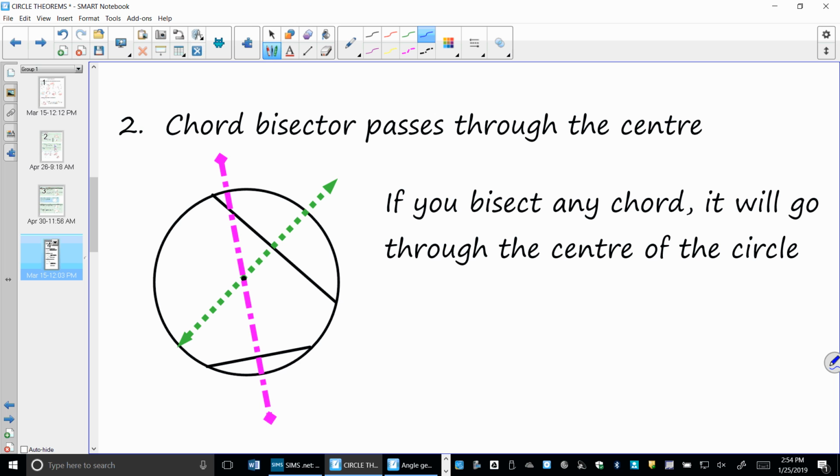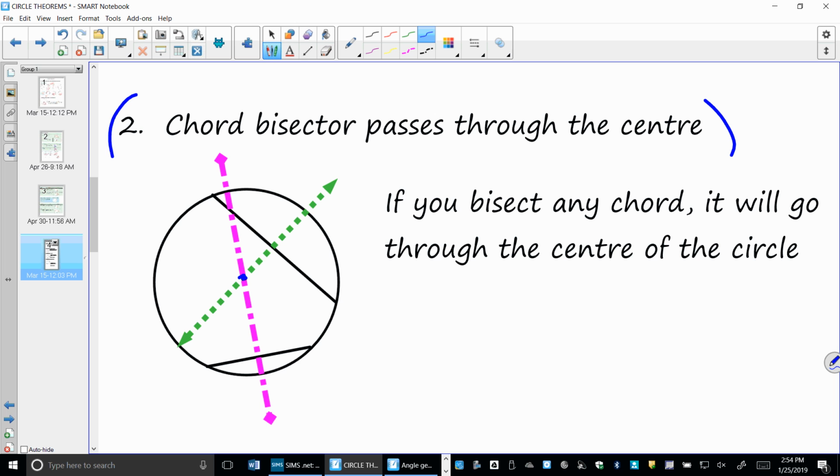Chord bisector, again this one not so much used, so let's put a bracket around it. If you bisect any chord, especially if you've got two chords, it will go through the centre. So if you're asked to find the centre of a circle, you could draw any chord, perpendicular bisect them, and you will be able to find the centre of the circle. Isn't that just the chords of the circle rule? Well, that goes the other way around.